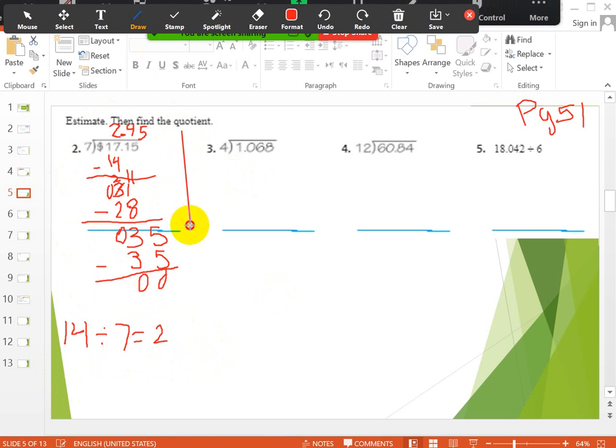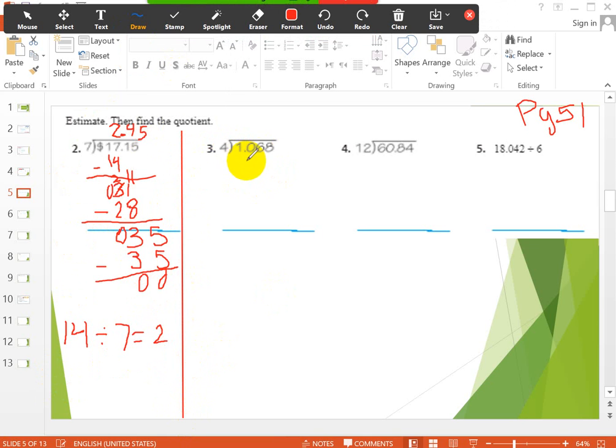Number 3, I want to divide 1.68 thousandths, right? Divided by 4. So how will I divide it? Okay, first thing I have to estimate the answer. Why do I want to estimate the answer? Because I want to know the first digit in the quotient.